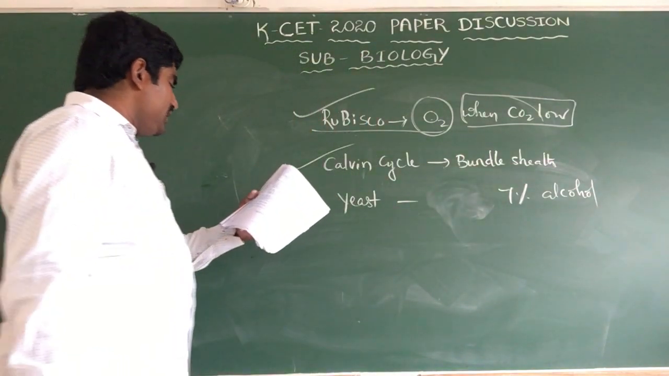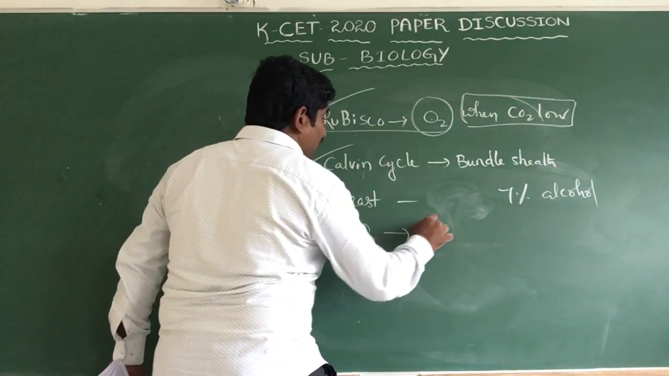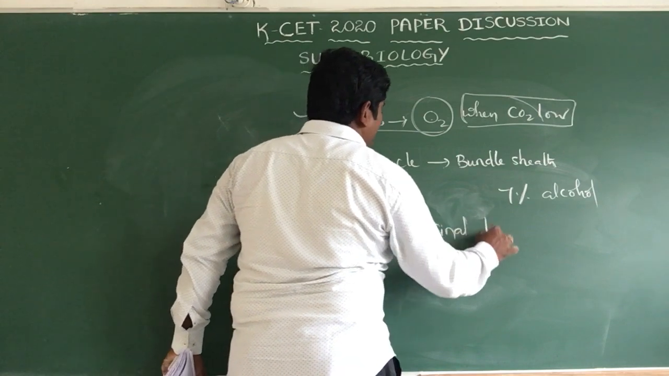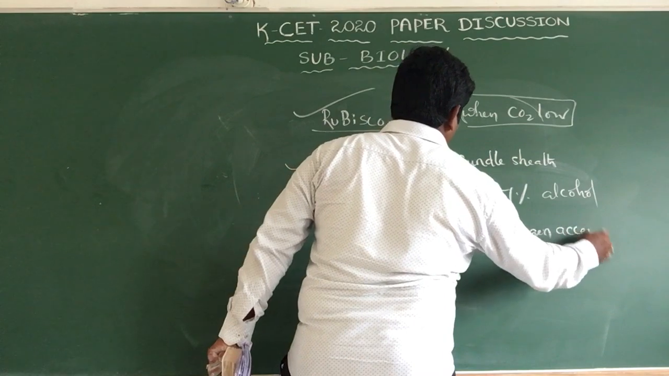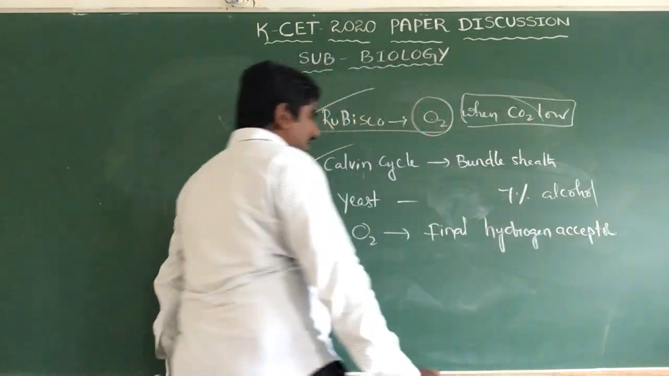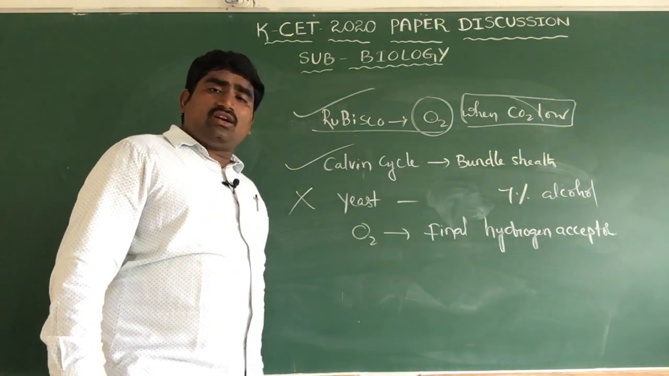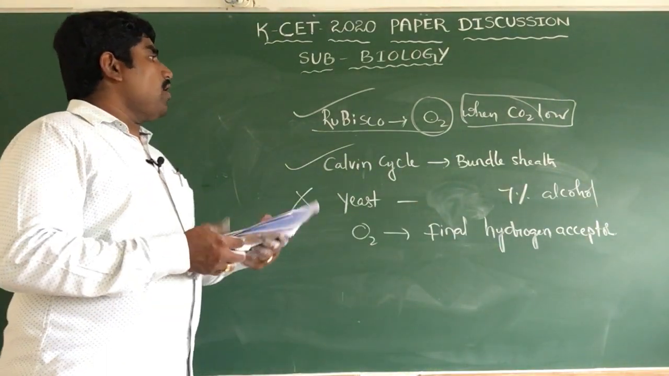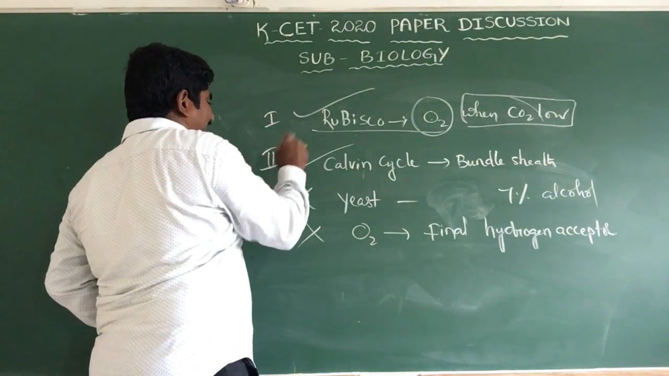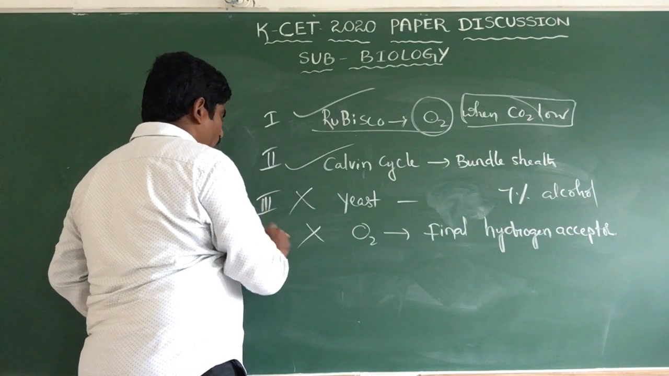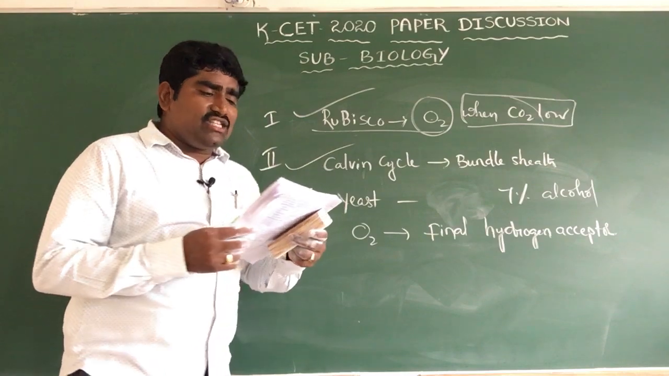The fourth statement is that in yeast, oxygen is the final hydrogen acceptor. O2 is the final electron acceptor, that is the answer. Final hydrogen acceptor is what they have given. Instead of hydrogen acceptor, what we have to say is final electron acceptor, and that is oxygen. So statements 1 and 2 are correct, statement 3 is wrong, and statement 4 is wrong. So these are the options.